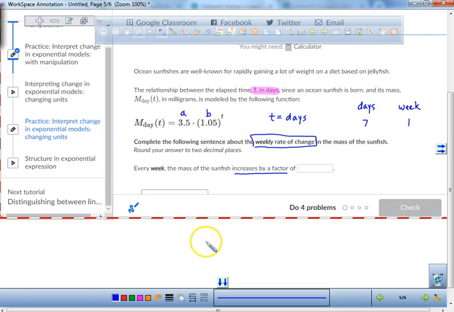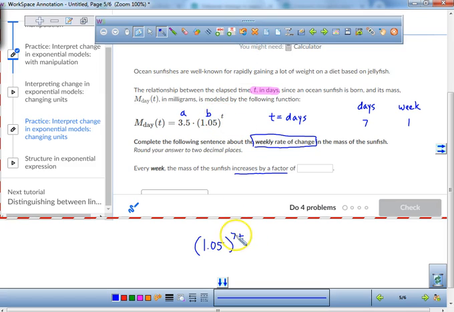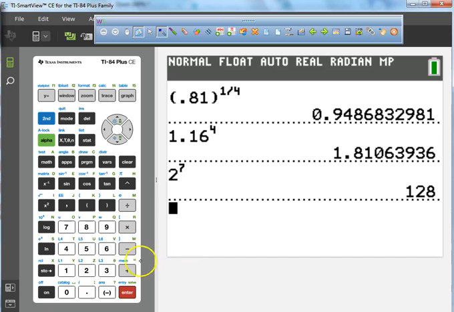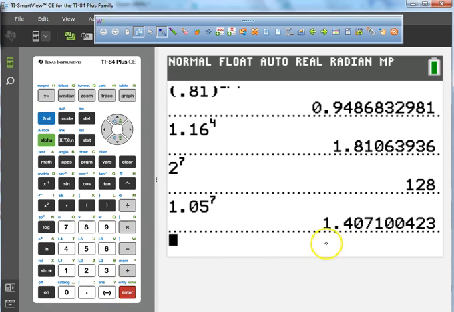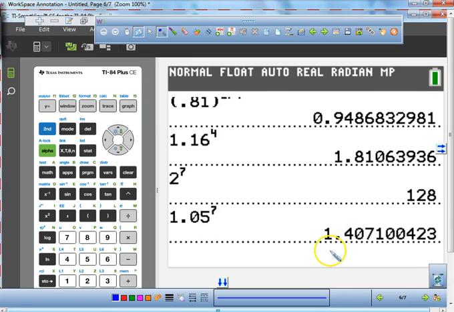All right? What if I did 1.05 to the power of 7? That's instead of 1t, right? That's 1 day. What if we did 7 days? Let's try that. 1.05 to the power of 7. So what does it look like our growth factor is? 1.41?